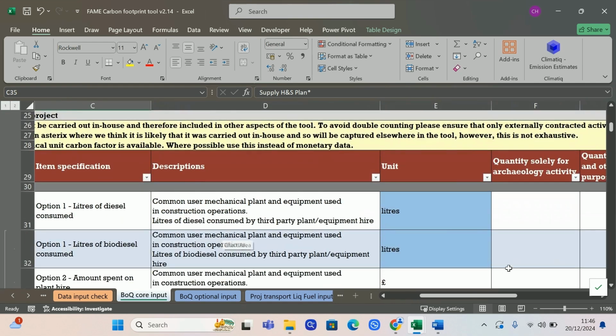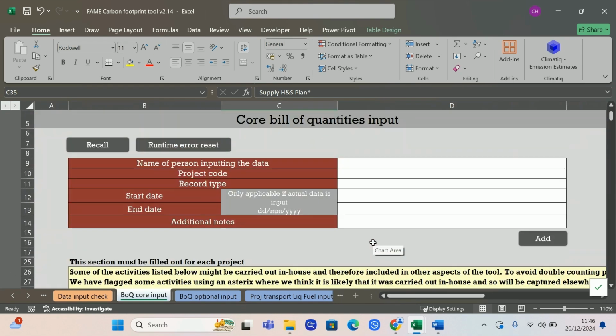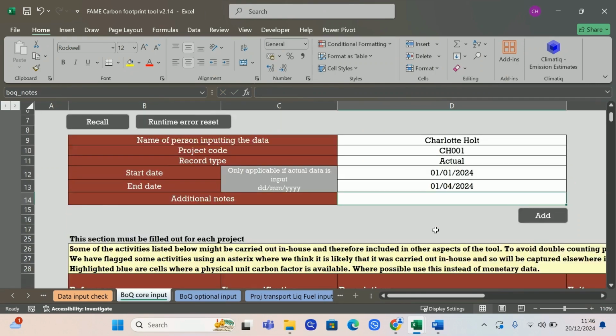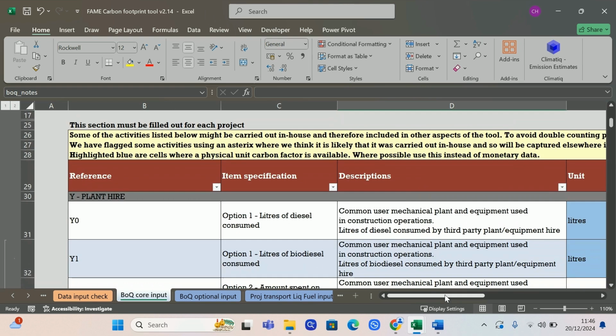So now I will demonstrate a data input. Sorry, that was a lot of information. So as always, we want to input your name, select the project you're reporting on, whether it's actual or forecast data, and then the period you are reporting on, and any additional notes if you so wish.